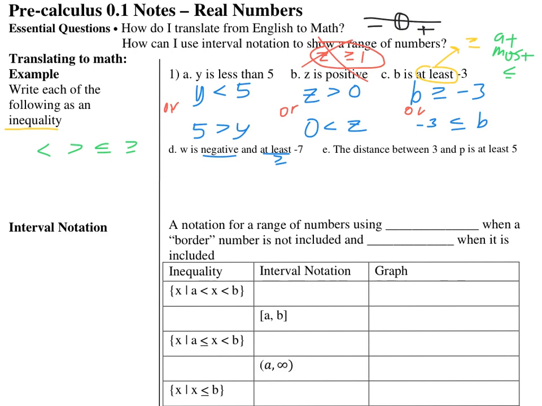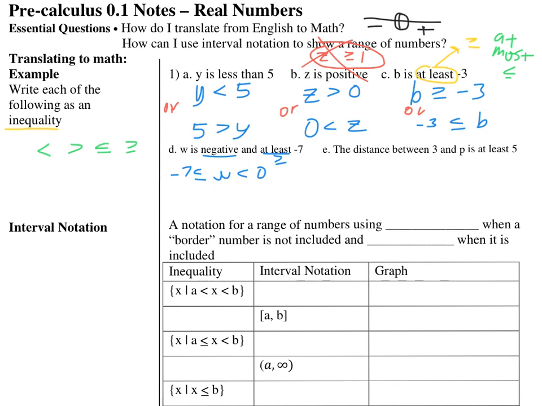So in this case, I'm actually going to put W in the middle here. And I'm going to put negative 7 over here, and I'm going to put 0 over there. And I know I want W to be greater than or equal to negative 7, but since it's kind of backwards, it actually has to go this way, because negative 7 is less than or equal to w, means the same as w is greater than or equal to negative 7. And then w would have to be less than 0 to be negative.